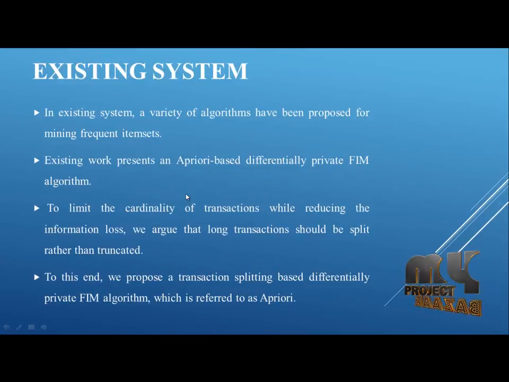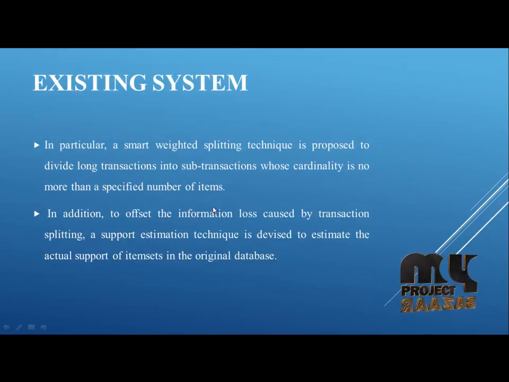Existing system. In the existing system, a variety of algorithms have been proposed for mining frequent itemsets. Existing work presents an Apriori based differentially private FIM algorithm to limit the cardinality of transactions while reducing the information loss. We argue that long transactions should be split rather than truncated. To this end, we propose a transaction splitting based differentially private FIM algorithm, which is referred to as Apriori.